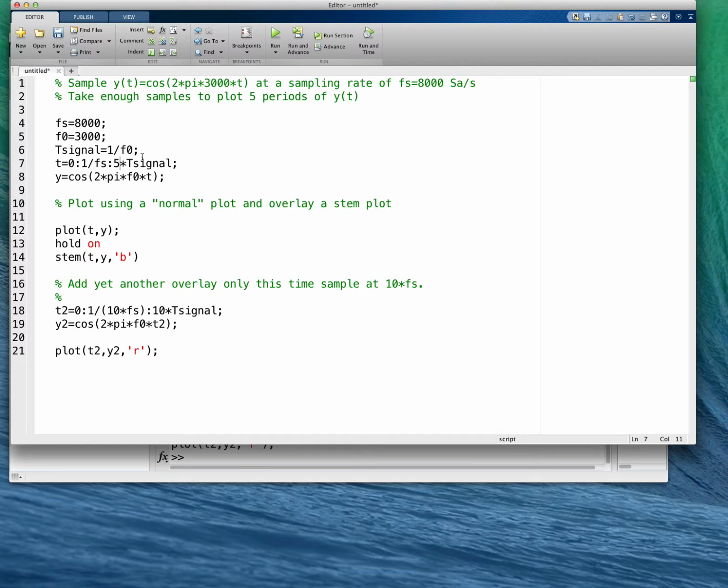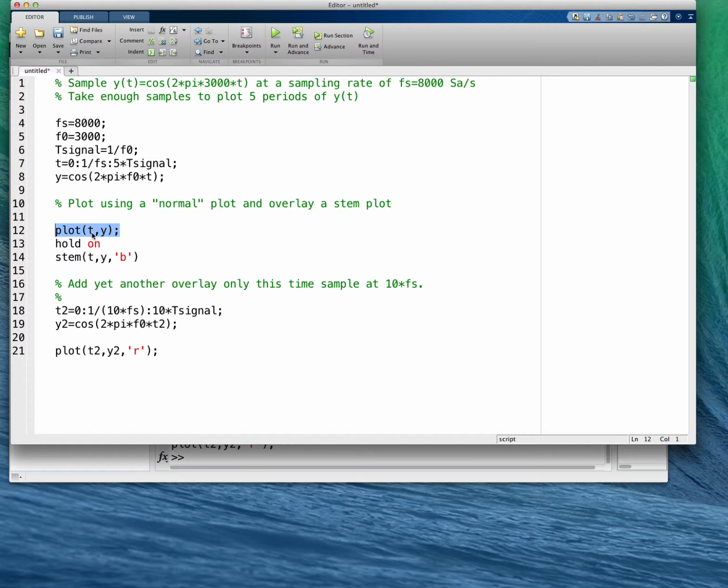We're going to generate a time signal, and we're going to start here at 0 in steps of 1 over fs all the way out to 5 times the period of the signal. All right. Then we just plug into the cosine waveform, and we have a way of generating samples of that cosine waveform.